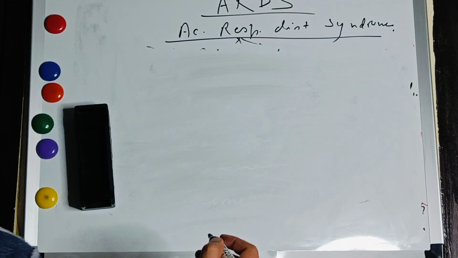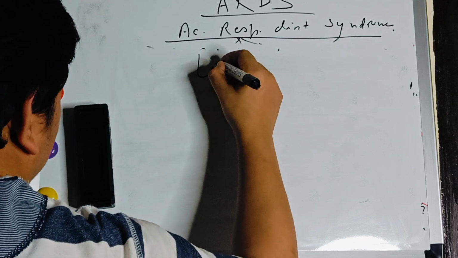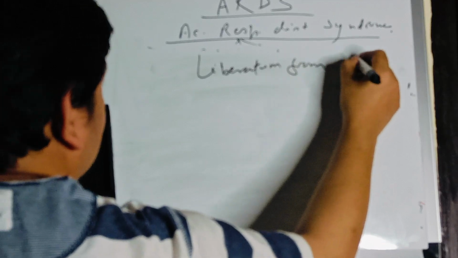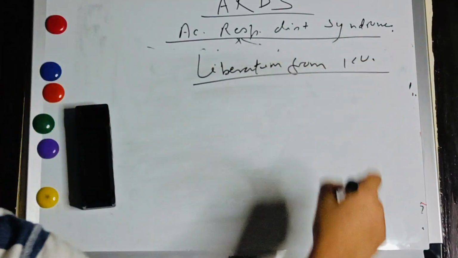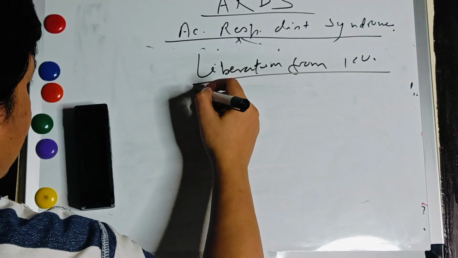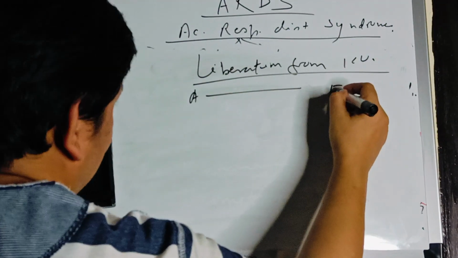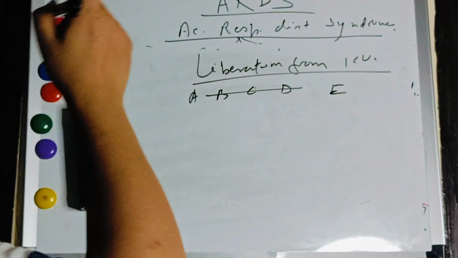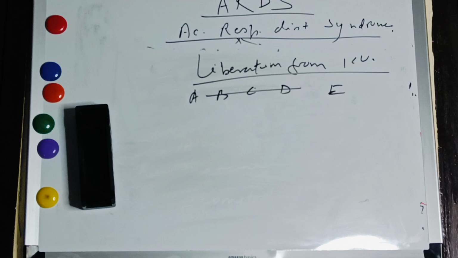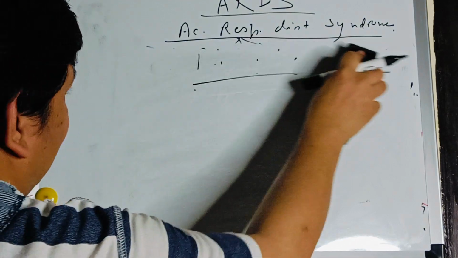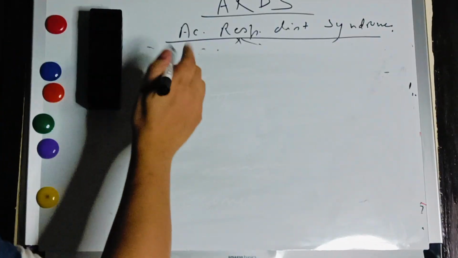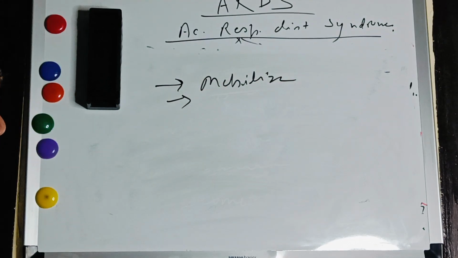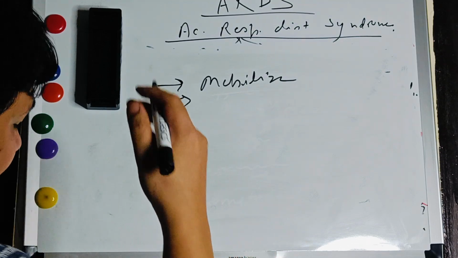There is Liberation from the ICU. It has A to E points, A, B, C, D, E, and I'm not going to detail that, but the gist of that is that it is important to mobilize the patient as soon as possible. A patient on ventilator, it is important to extubate as soon as possible.